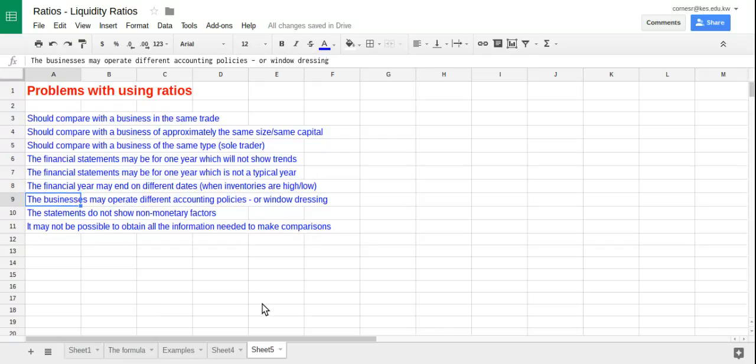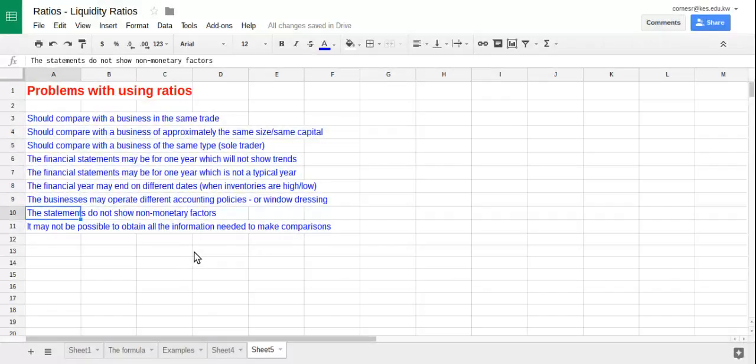Firms operate different accounting policies, so to some extent they can do something called window dressing. They can have different rates of depreciation, and so although eventually it ends up with the same answer, they will have more profit if they are doing, for example, straight line and have bought a lot of assets in a particular year. Statements don't show non-monetary factors, so things like how good the management is.